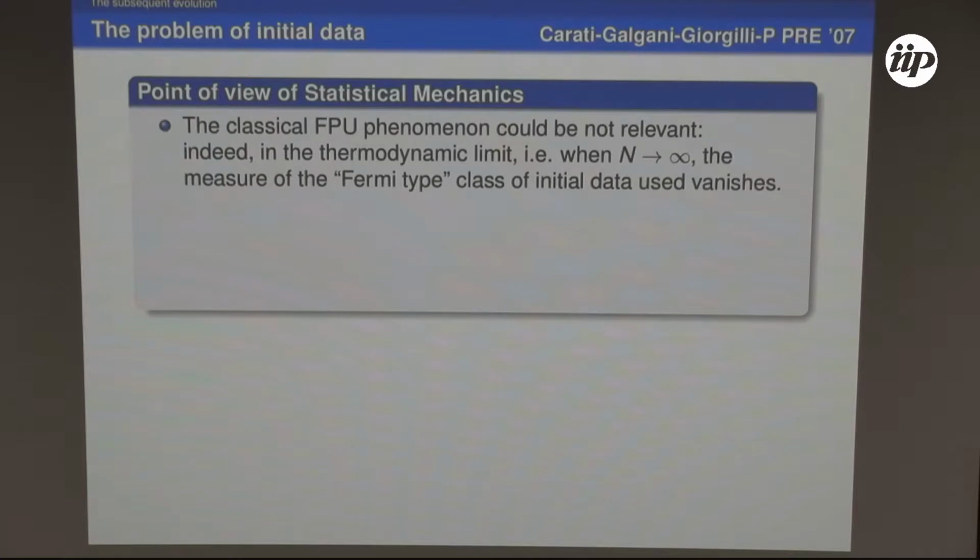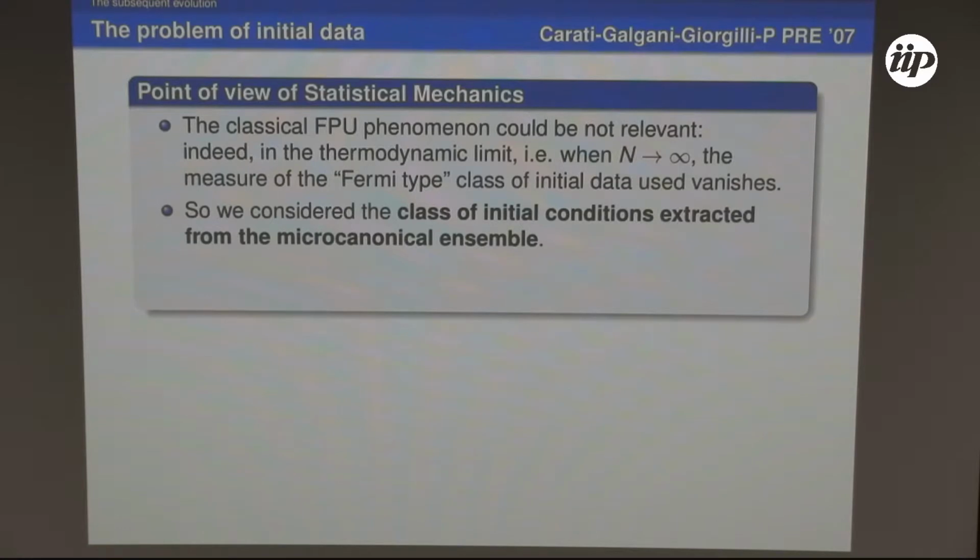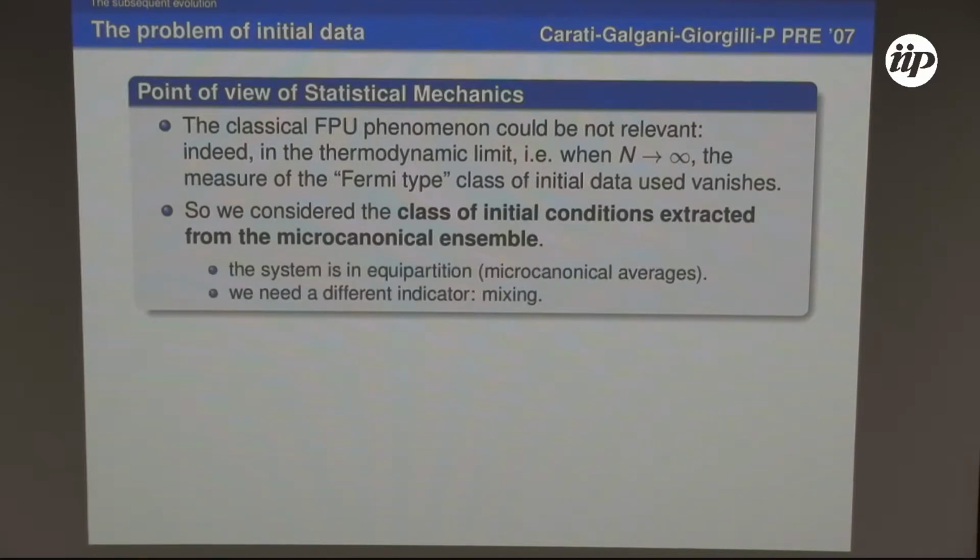So, according to the point of view of statistical mechanics, we have another problem. The problem is that the classical FPU phenomenon could be not relevant. Why? Because in the thermodynamic limit, the measure of the Fermi-type class of initial data vanishes. It's such a particular choice of initial data that has zero measure in the thermodynamic limit. So we try to consider a class of initial conditions extracted from the microcanonical ensemble. And the point is that in this way, you are already in equipartition, at least on ensemble average. And so you need a different indicator. You cannot look at how long it takes to go to equipartition because you are already there.